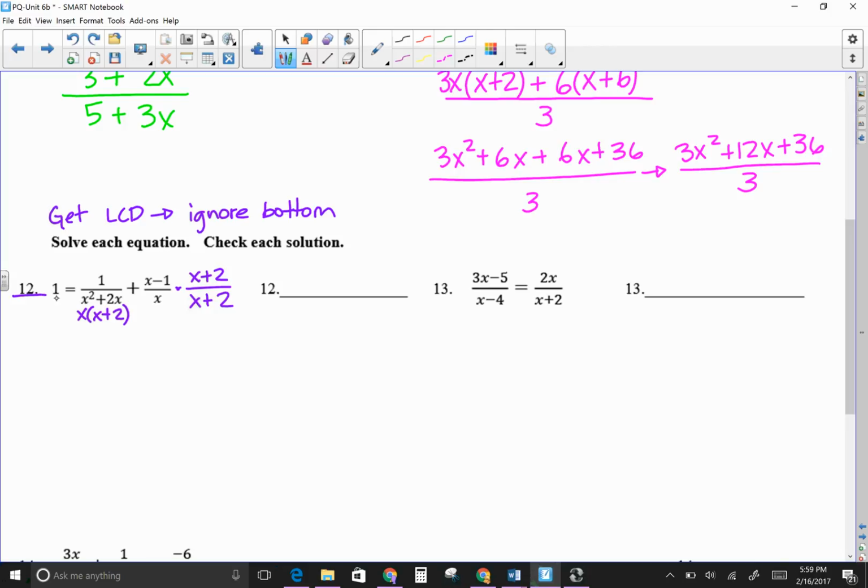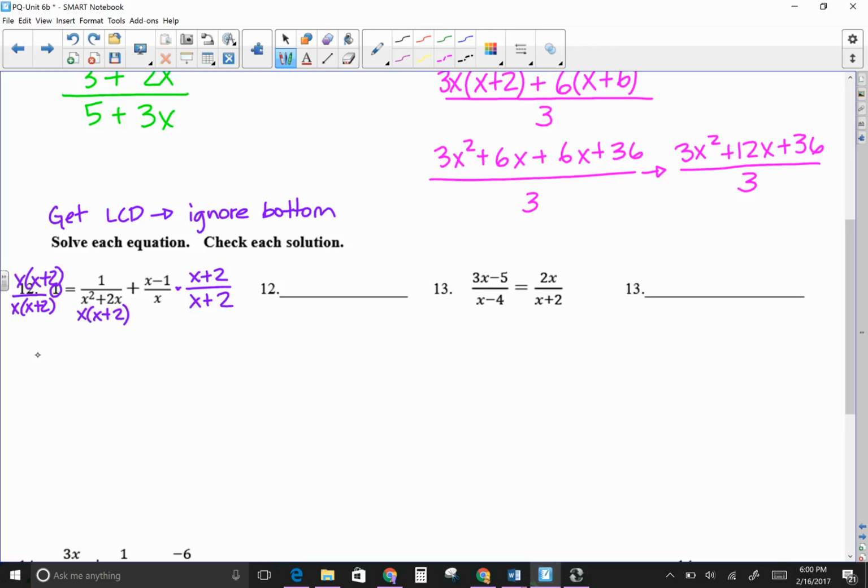So I'm going to multiply this one that doesn't have a bottom times x plus 2 over x plus 2, times 1, in case you can't see that. Okay? Now, so I got the least common denominator. That's what this is right here. This is one right here. This is another one, and that's another one. And then you can ignore the bottom and set the tops equal to each other.